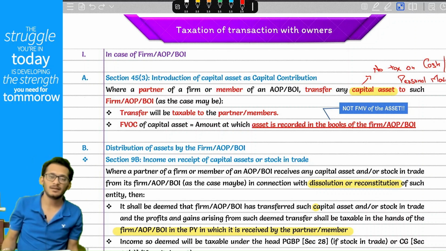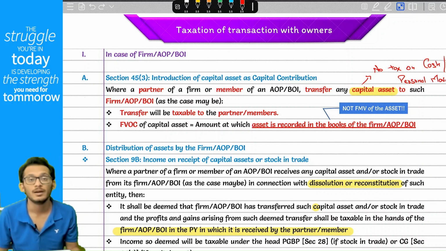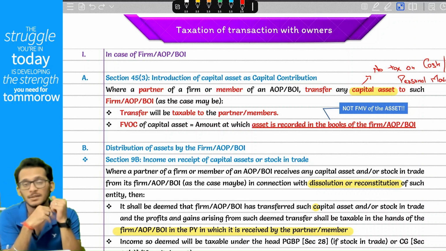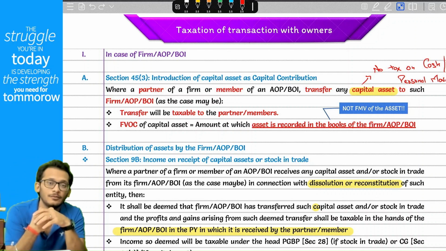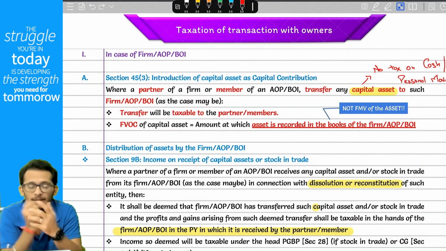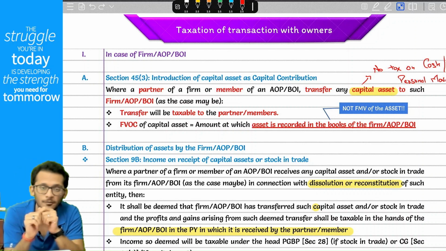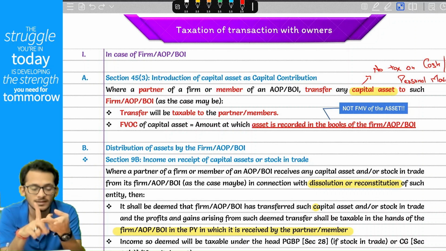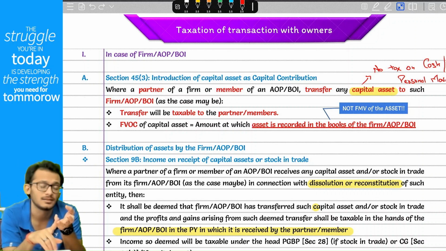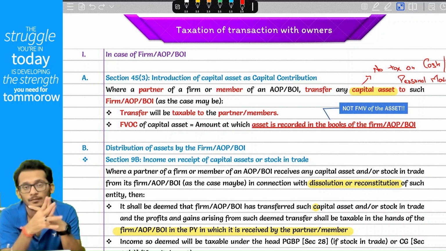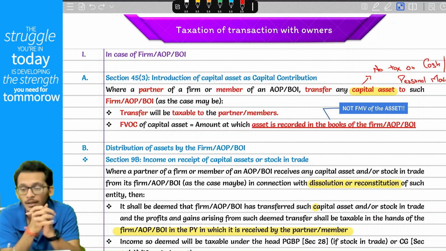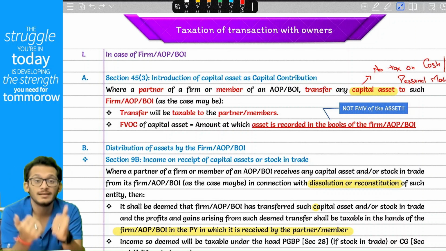The challenge is the next part. Next part says, if the firm gives you any items in the capacity of a partner or member, the firm can give you multiple items. One is share of profit. Income tax says share of profit is exempt in the hands of partners. Next, they can give you salaries, bonus, commission, and interest. All these items will be taxable under PGBP, leaving you with the last item, which is any kind of money given to you on reorganization. What?